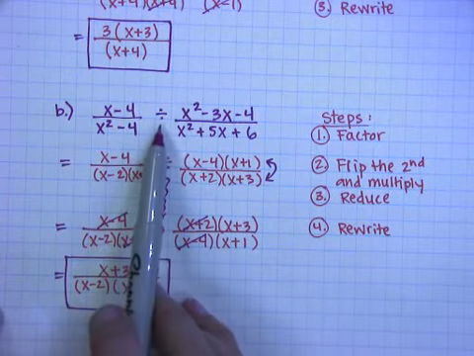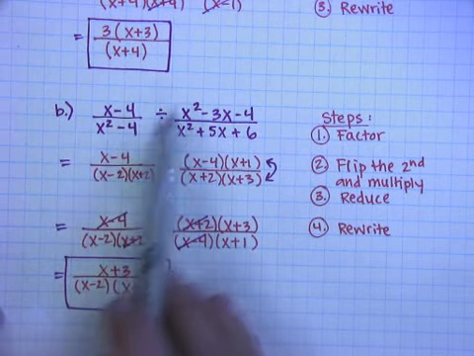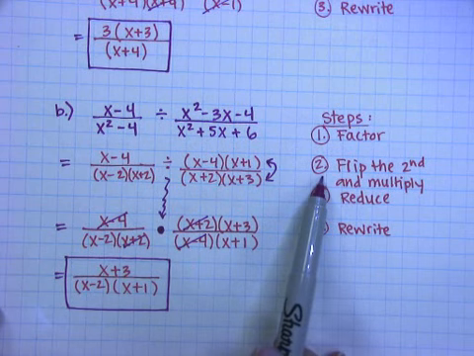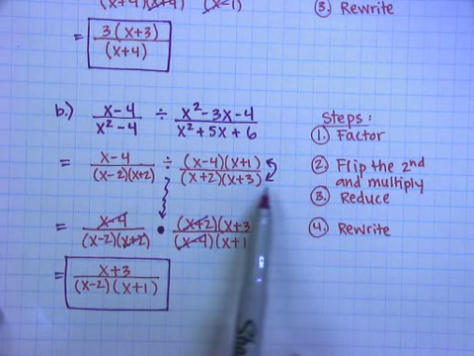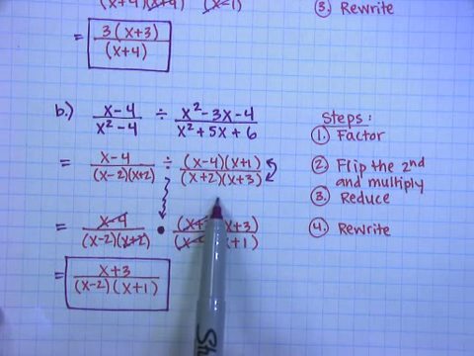Dividing rational expressions is pretty simple. We're again going to start with factoring. So I'm going to factor everything that I can. And then dividing fractions is easy as pie. Flip the second and multiply is a silly little rhyme that can help you remember what to do next. Really, you're just multiplying by the reciprocal.